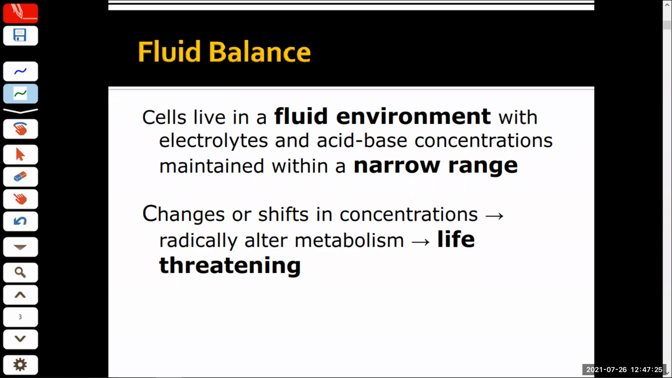So this is kind of standard, right? You've got to maintain everything within a narrow range, else you die.